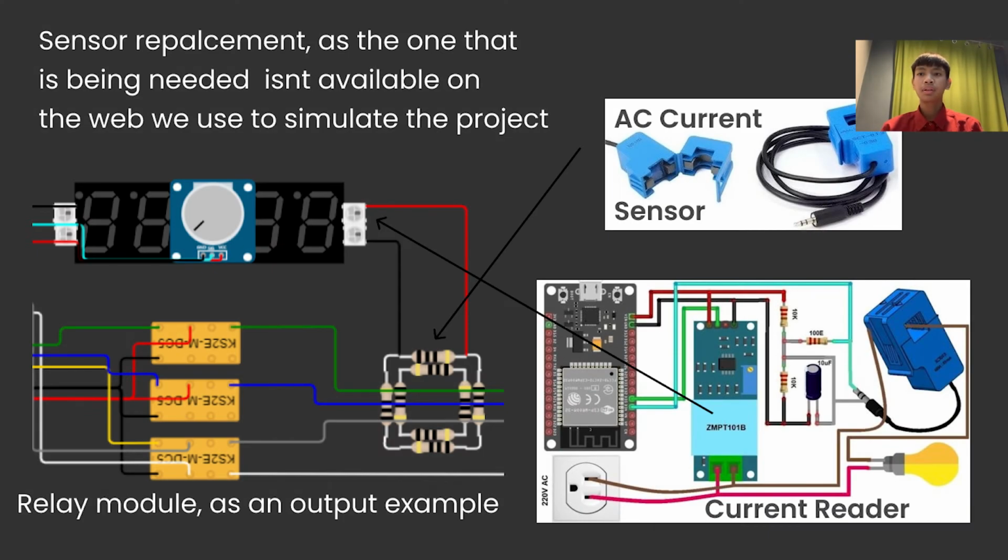The sensor replacement that is needed isn't available on the website we use to simulate the project. The sensors we use are an AC current sensor, a current reader, and a relay module as the output example.